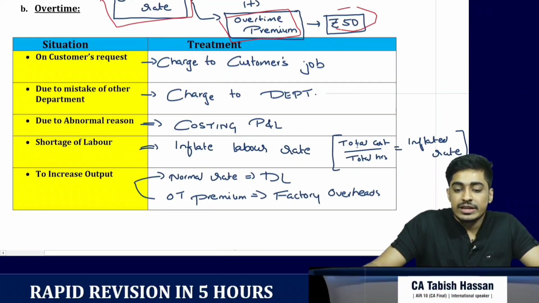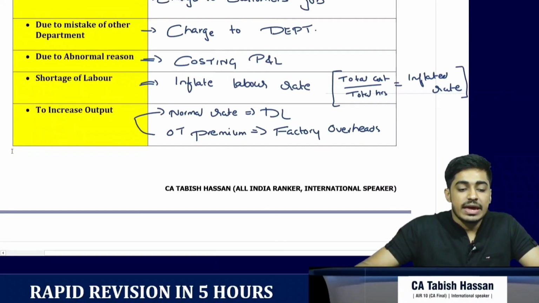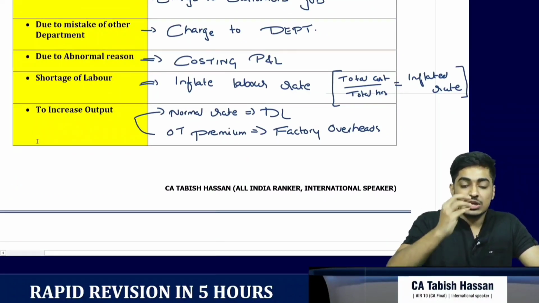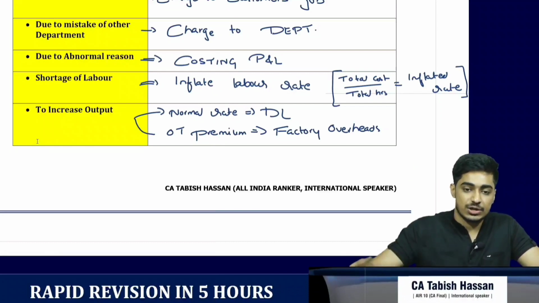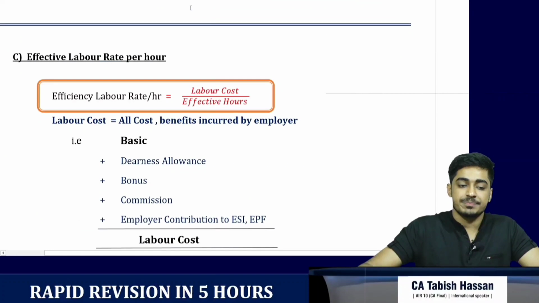That is, we take the total cost divided by total hours, we get the inflated labor rate, and based on that we charge. And then if we are working overtime to increase output, the overtime premium we charge to factory overheads. So these are the different circumstances and the treatment for the same.